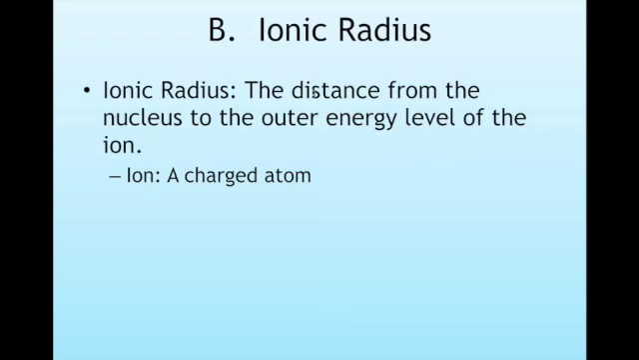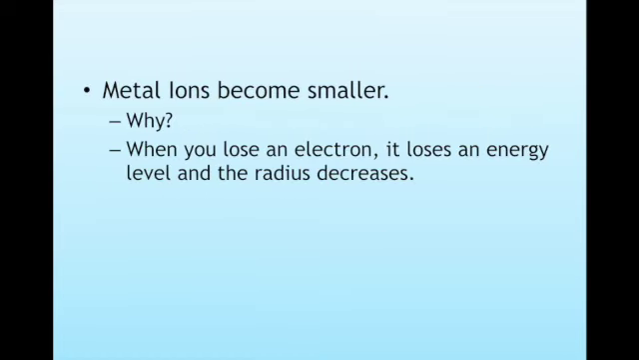Okay, ionic radius, this is the distance from the nucleus to the outer energy level of an ion. An ion, if you can recall, was a charged atom. I do have a video on that, you can take a look. And metal ions become smaller. We briefly talked about this.